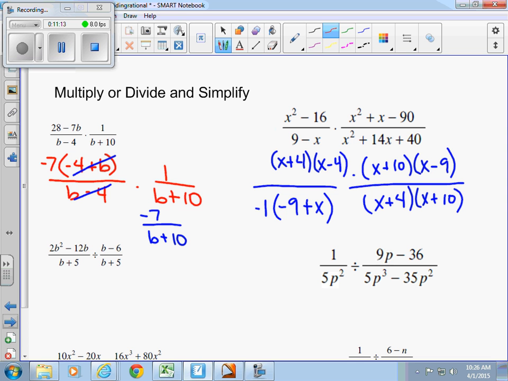Cancel anything that's on the top. If I can find a pair on the bottom, I can cancel it out. X plus 4 and x plus 4. X plus 9, x minus 9, x minus 9. And so the only thing that's left on top, x minus 4 over negative 1, which is negative x plus 4. If we would have left it like that, I would have given it to you.